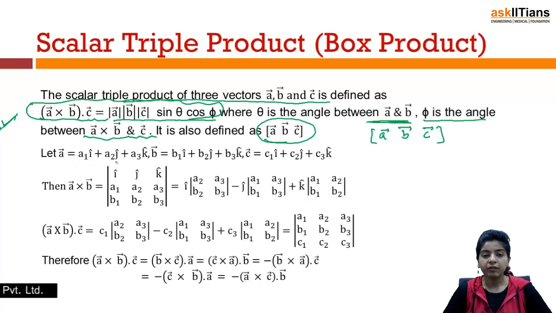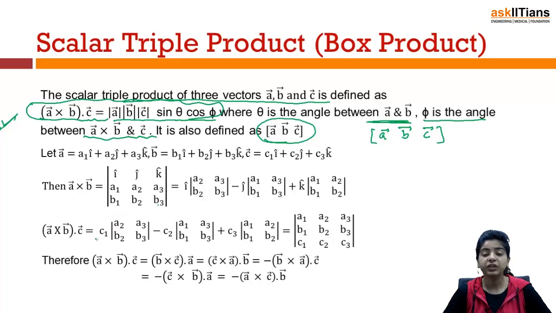Then let A be the vector A1i plus A2j plus A3k, B is B1i plus B2j plus B3k and C is C1i plus C2j plus C3k. Then A cross B, as we have already discussed, can be written as the determinant of i, j and k, then the components of A in the second row followed by the components of B in the third row. Expanding, this is i times the determinant of A2, A3, B2, B3 minus j cap times the determinant of A1, A3, B1, B3 plus k cap times the determinant of A1, A2, B1, B2.